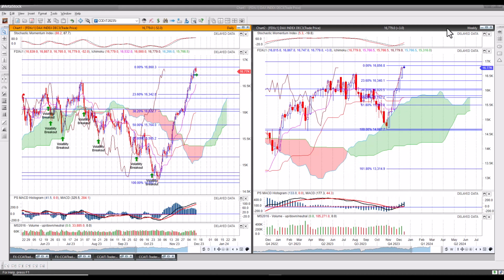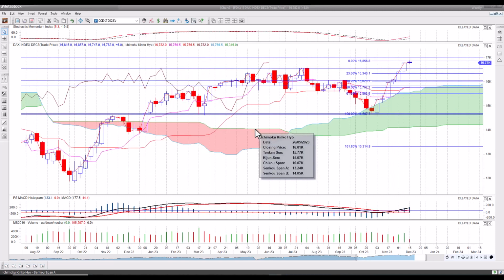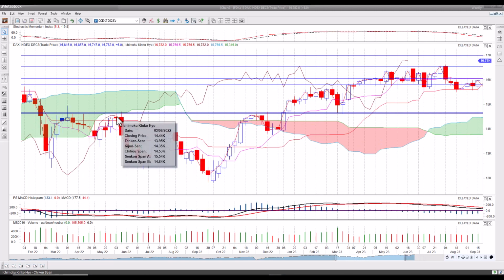We'll start with the big picture review of the weekly Ichimoku. In October, the market sold off. September and October sold off and then hit the top end of the cloud here, and it was fighting for support, as well as these lows of March came into play. They also started to support the index there on the weekly Ichimoku.